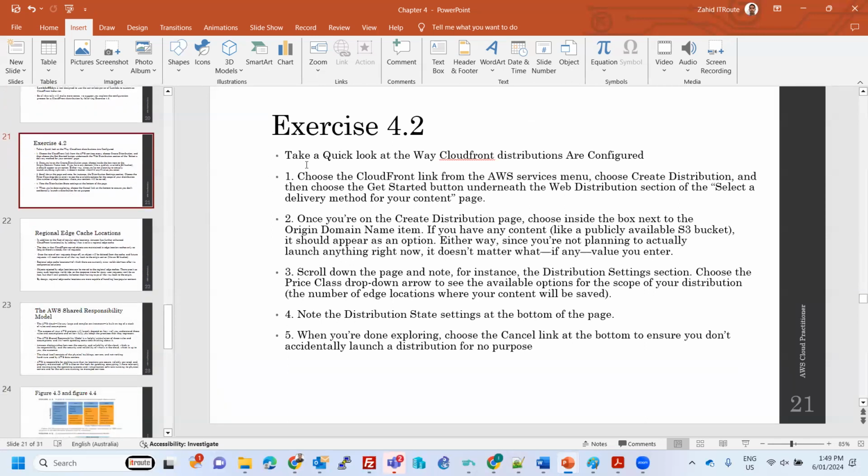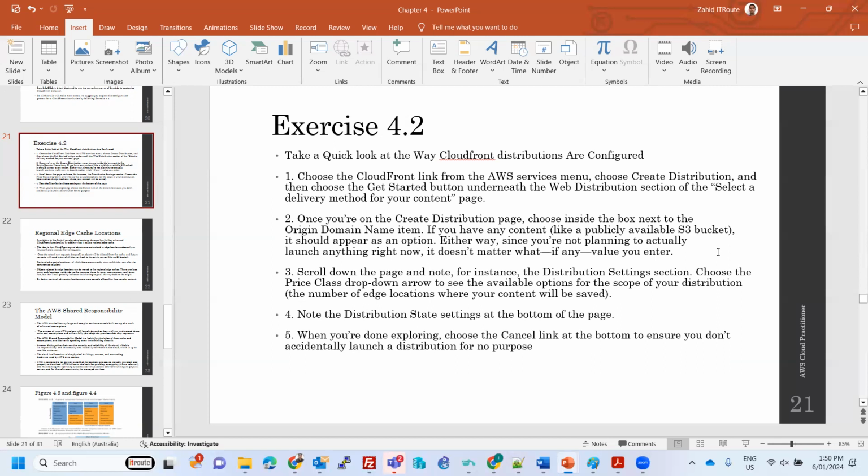This exercise is showing a quick look at the way a CloudFront distribution is configured. Choose the CloudFront link from the AWS service menu, choose create distribution, and then choose the get started button underneath the web distribution section. Select a delivery method for your content. Once you are on the create distribution page, choose inside the box next to the origin domain name item. If you have any content, it should appear as an option. Either way, since you are not planning to actually launch anything right now, it does not matter what value, if any, you enter.